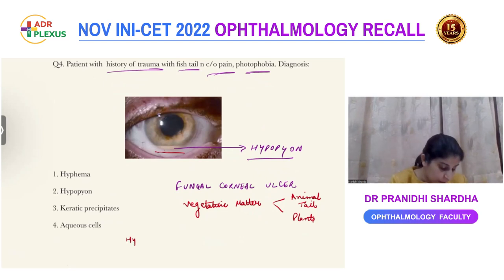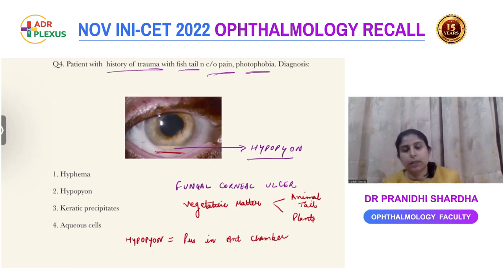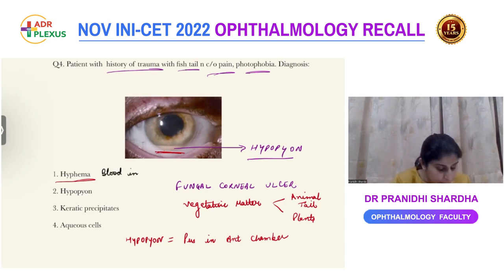Now, what is hypopyon? It is the pus in the anterior chamber. We can clearly see a whitish collection in the anterior chamber, that is pus, which is known as hypopyon. What is hyphema? Hyphema is blood in the anterior chamber.